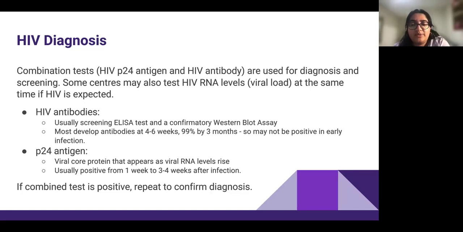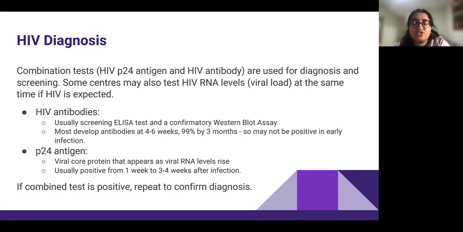So it may not be positive in early infection, the anti-HIV antibody bit. But the P24 antigen would be positive as soon as viral RNA levels rise, which is usually from 1 to 3 to 4 weeks after infection. And if the combined test comes back positive, you'd want to repeat it to confirm it, because obviously this is a life-changing diagnosis in a way. They're going to have to be taking medication for the rest of their life and take certain precautions as well.